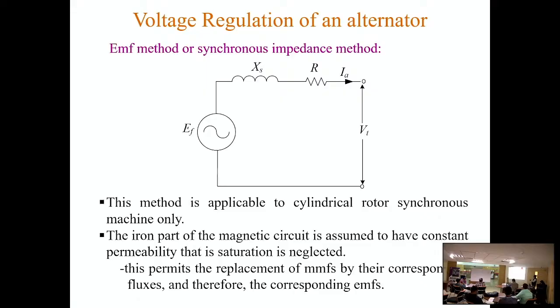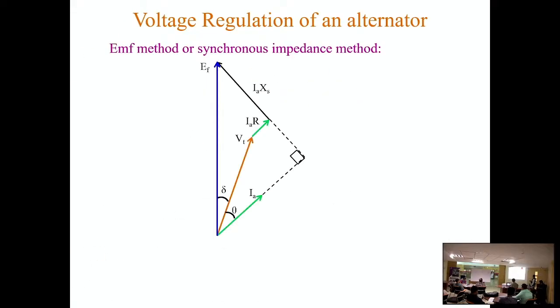That means MMFs and flux will be along the same line, and the corresponding EMF will be generated by that flux. MMF and flux will be along the same line if we neglect saturation. So this is the phasor diagram for a cylindrical rotor synchronous generator considering lagging power factor load.